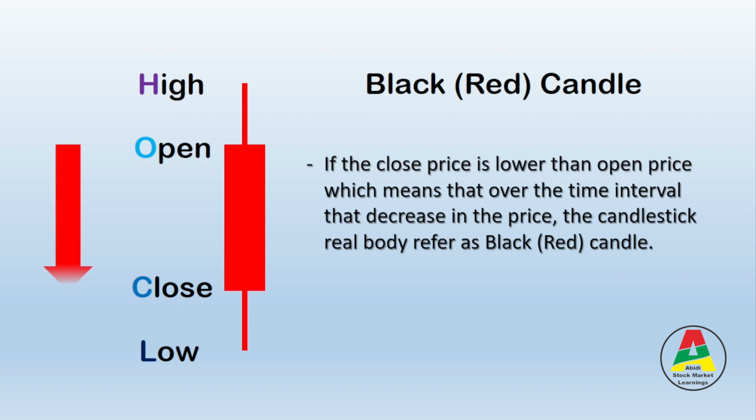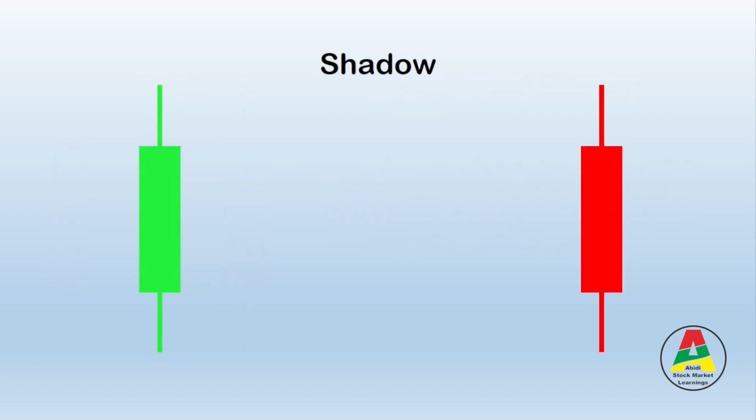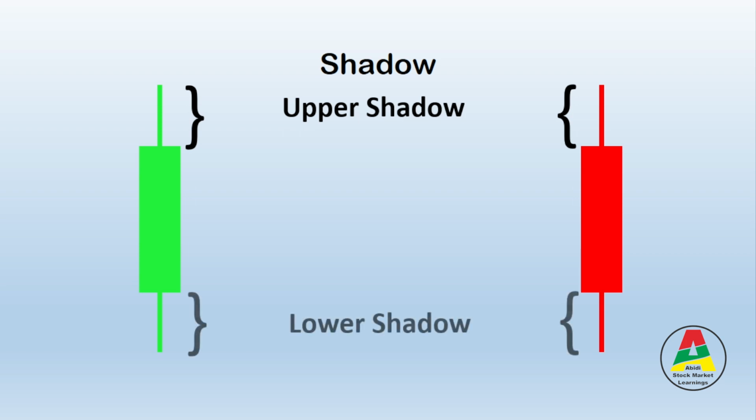Let's have a quick discussion on shadows. Mark the high and join this to the top of the box. This thin line above the box is called the upper shadow. The shadow represents the session price extreme. The peak of the shadow is the high of the session. Mark the low and join this to the bottom of the box. This thin line below the box is called the lower shadow. The bottom of the shadow is the low of the session.